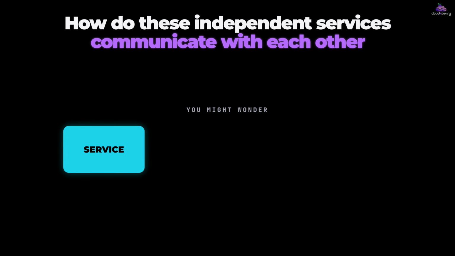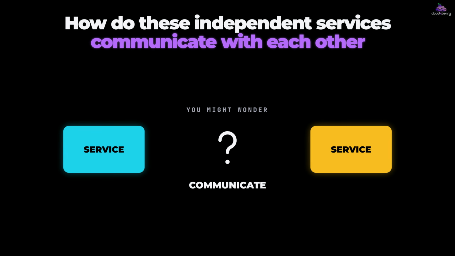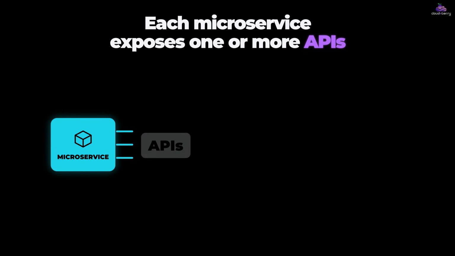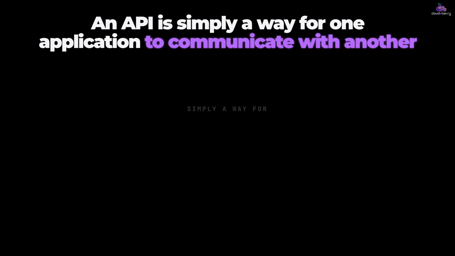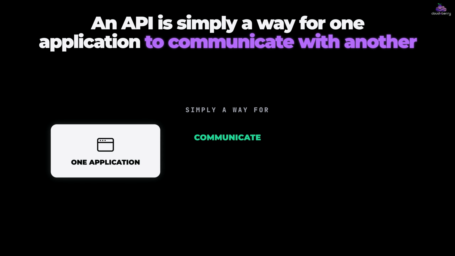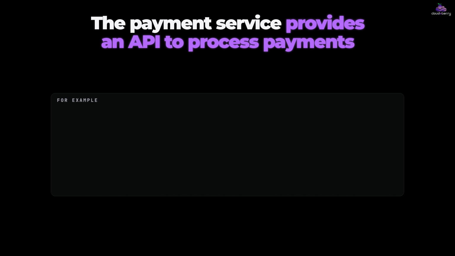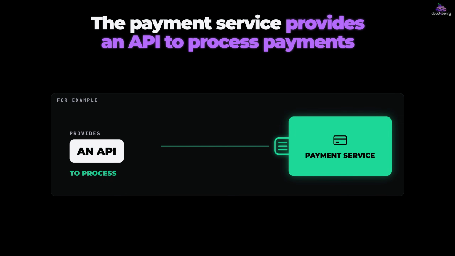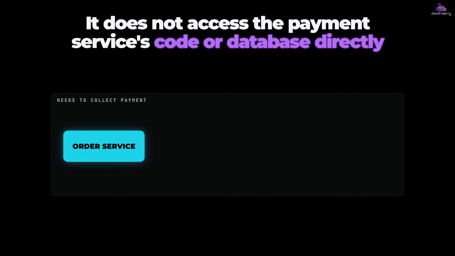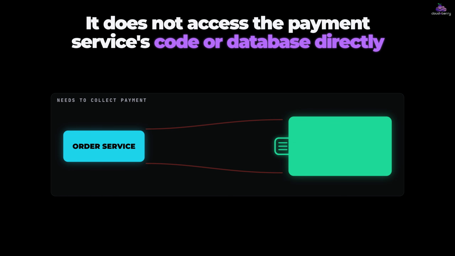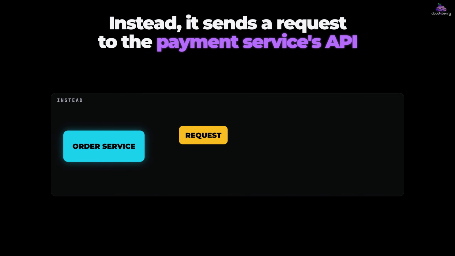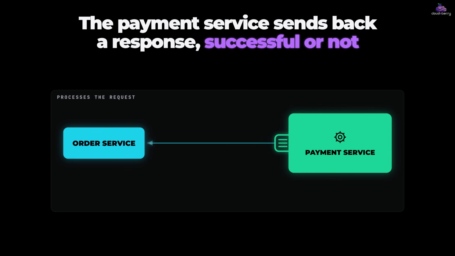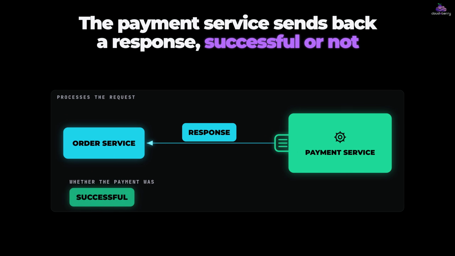Now, you might wonder how these independent services communicate with each other. Each microservice exposes one or more APIs, which stands for Application Programming Interfaces. An API is simply a way for one application to communicate with another. For example, the payment service provides an API to process payments. When the order service needs to collect payment, it does not access the payment service's code or database directly. Instead, it sends a request to the payment service's API. The payment service processes the request and sends back a response saying whether the payment was successful or not.